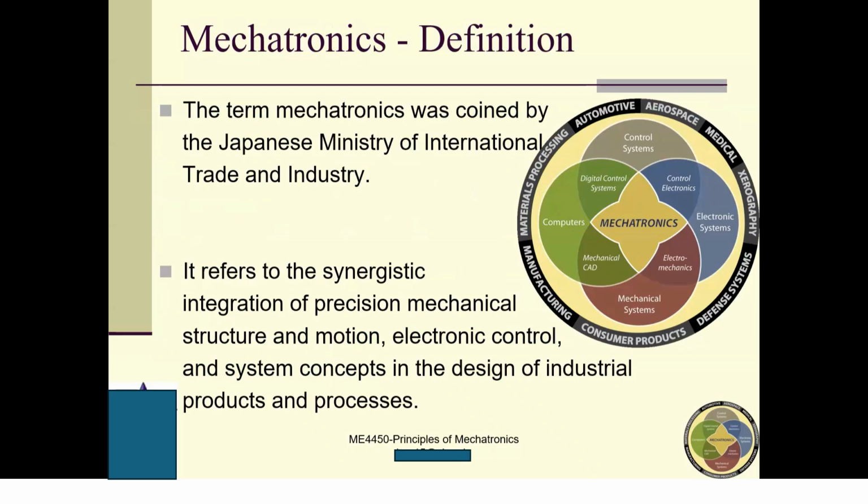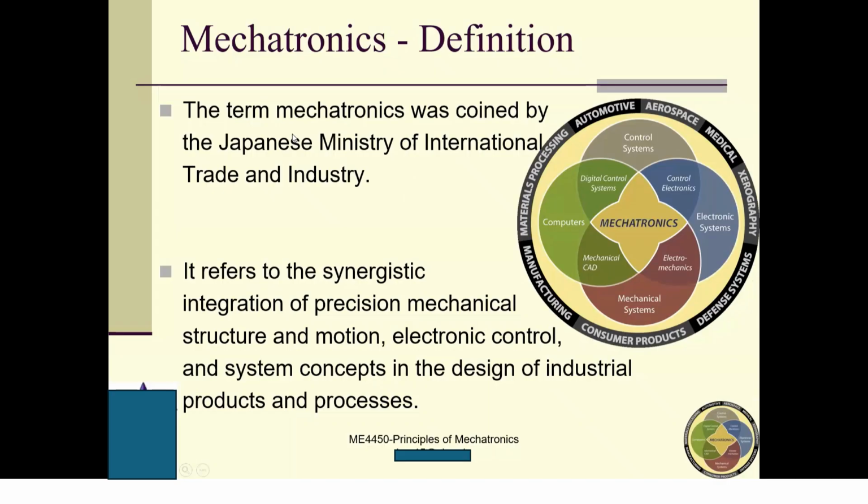Mechatronics. Right? So on the outer rim of this circle are the applications. For example, automotive, aerospace, medical. This is the defense system, consumer products is related to us, manufacturing, and then this is materials processing.